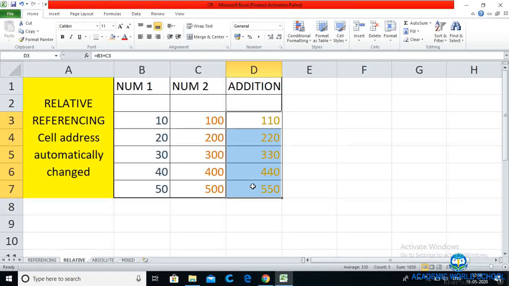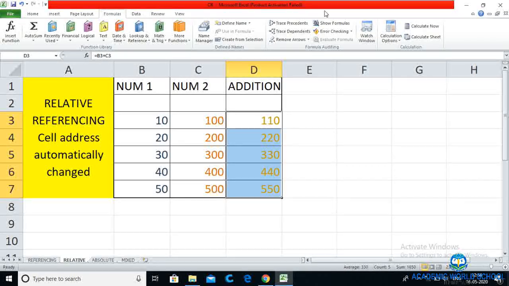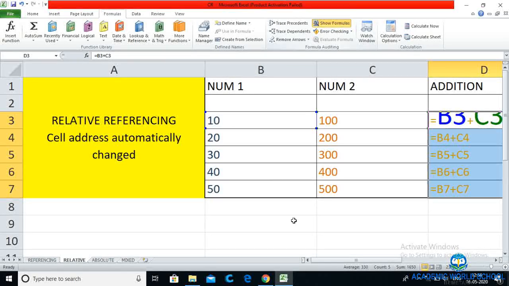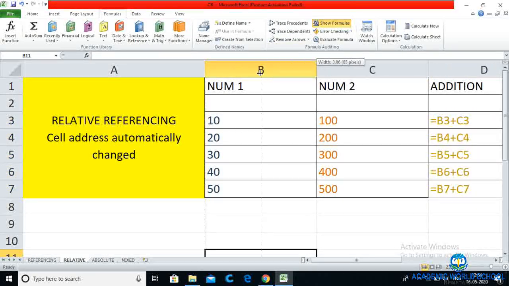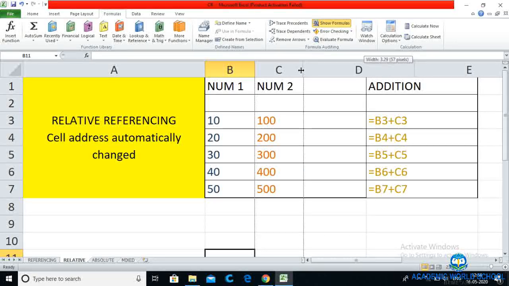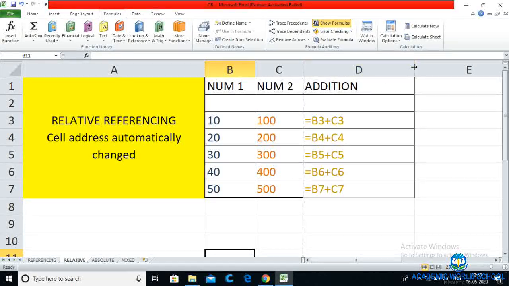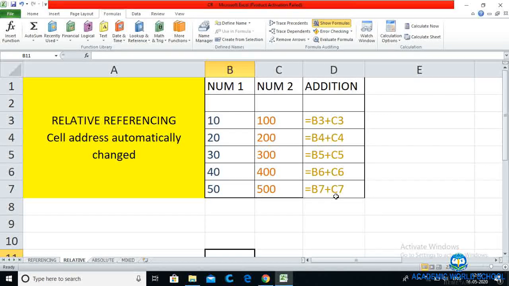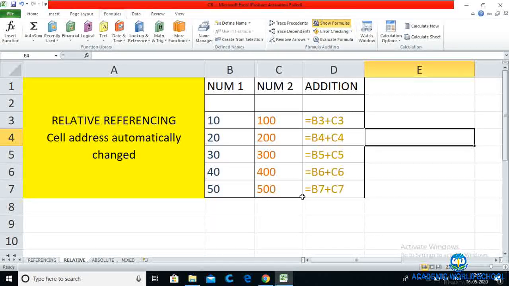Now let me show you the formulas. How you will show the formulas that you have written in every cell. For that, select the cell, go to the Formula tab, click on Show Formulas. Now when you click on Show Formulas, you will see the formulas getting displayed in every cell. Now this B3, look, this B3 changes to B4, C3 to C4, 5, 6, 7. And if you see the cell address, it has exactly taken the right value.